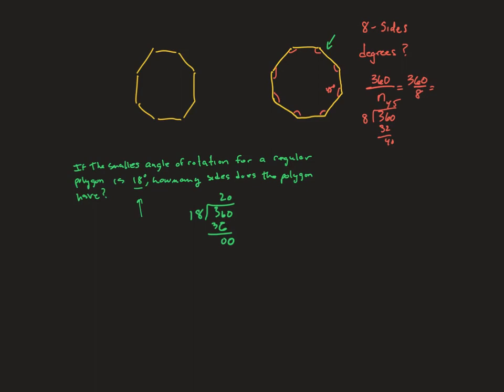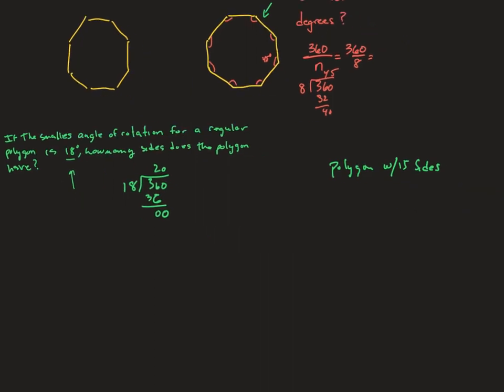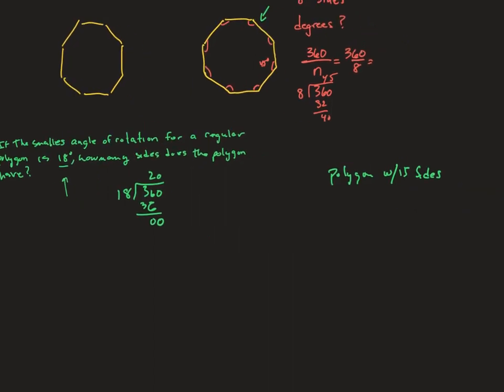Now, if a regular polygon has 15 sides, okay, so we have a polygon with 15 sides. Let's see what we would say here. What is a possible angle of rotation for that? Well, in order to figure out what my angle of rotation is going to be, I'm going to take 360 and divide it by 15.